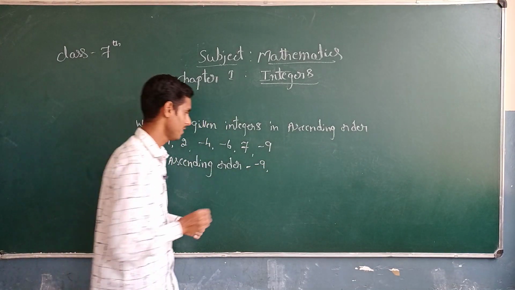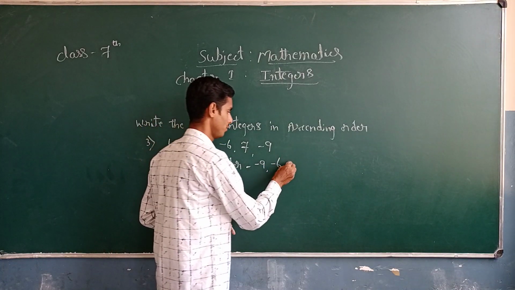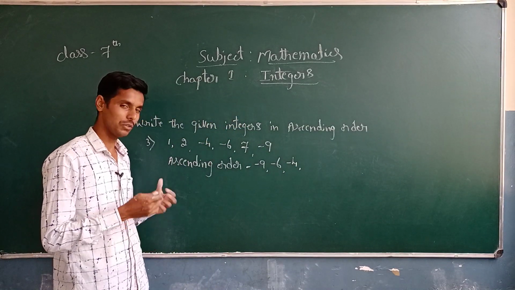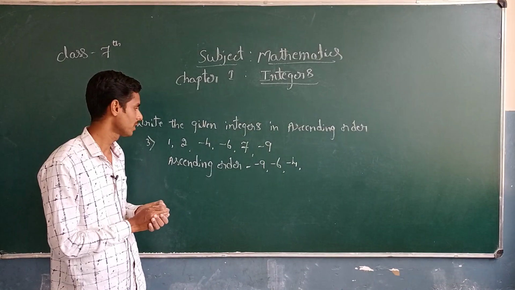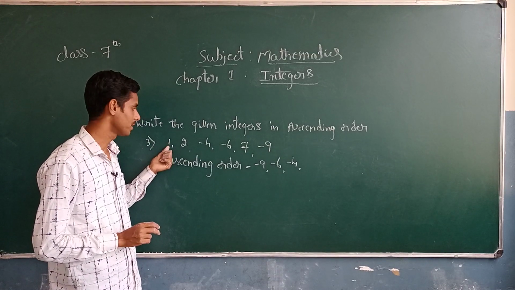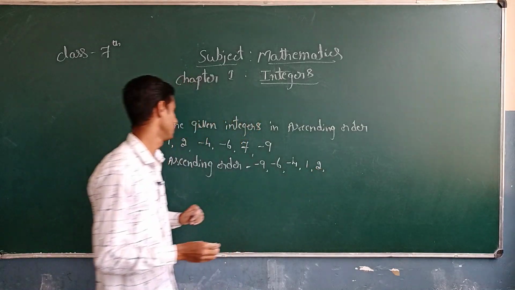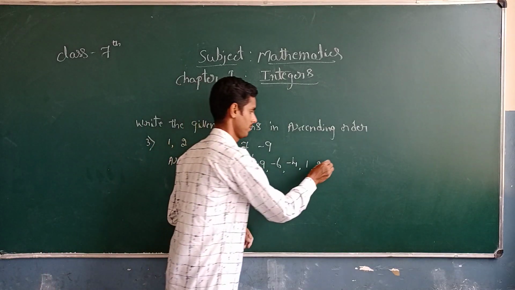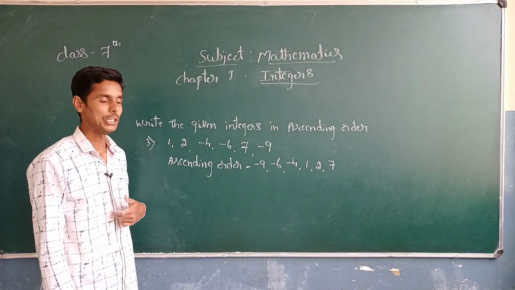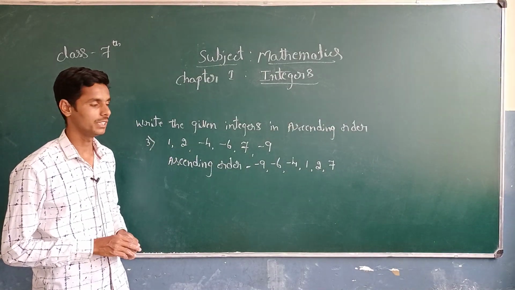After that, minus 6 we will write. After that, minus 4 we will write. So the negative integers are done. What about the positive integers? The lesser number you write first, right? 1, 2, 7. This is the ascending order of integers when both positive and negative integers are given.